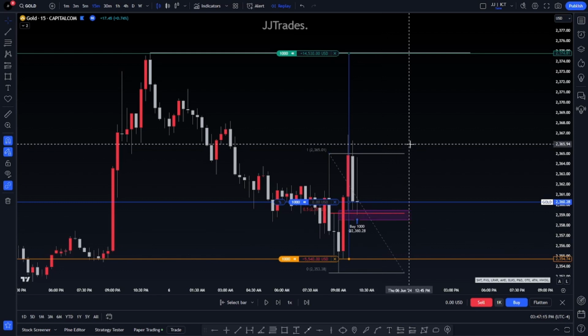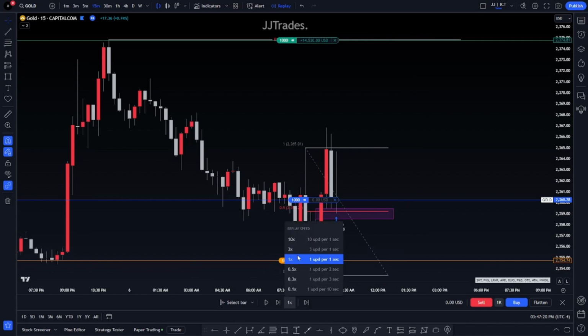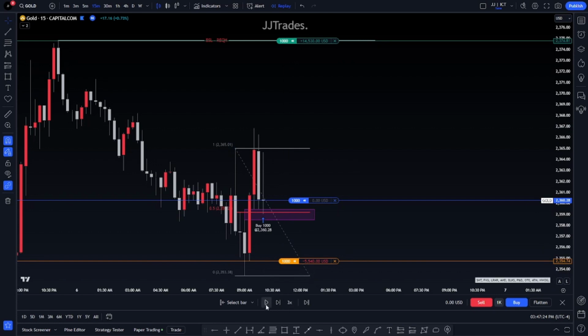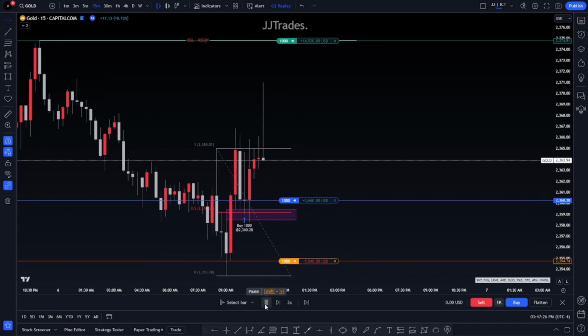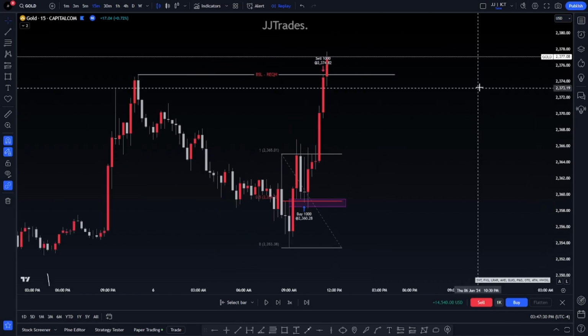If it's not extremely tight, you can use the bottom of the second candle if it's not too tight of a stop loss. So now we're going to play this out and see if price runs through our take profit. Let's play it forward. And price does just that in a displacement fashion.